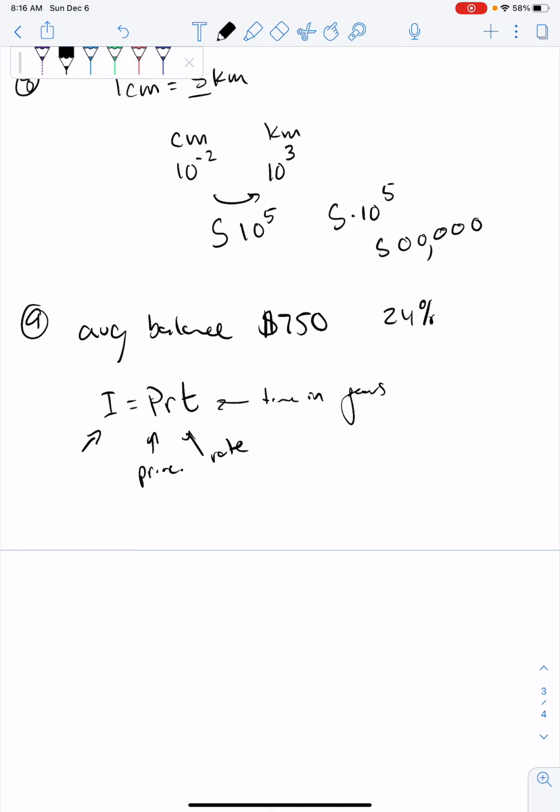So I equals PRT. So my I is going to equal $750 multiplied by my rate, which is 0.24, and then I multiply that by the time. When my time is in years and it's asking for my monthly payment, that's 1/12 of a year. Not 1 year, because it's not a full year. We're looking at the interest payments each month.